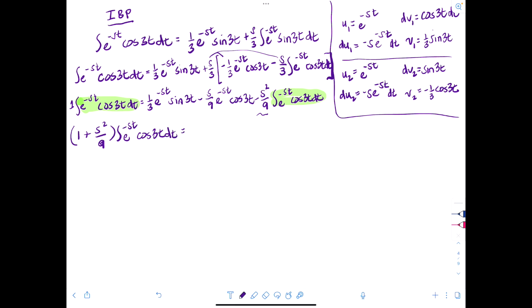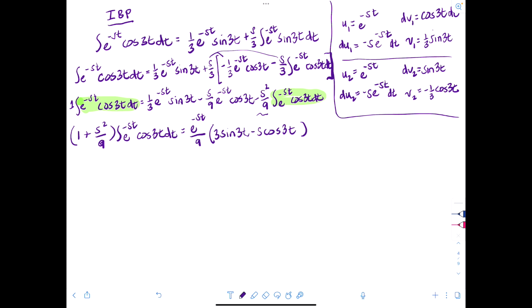will equal to, so I can, let's see, if I factor out e to the negative st over 9, I will have 3 sine at 3t and then minus s cosine at 3t. Cool so far? All right, almost there.